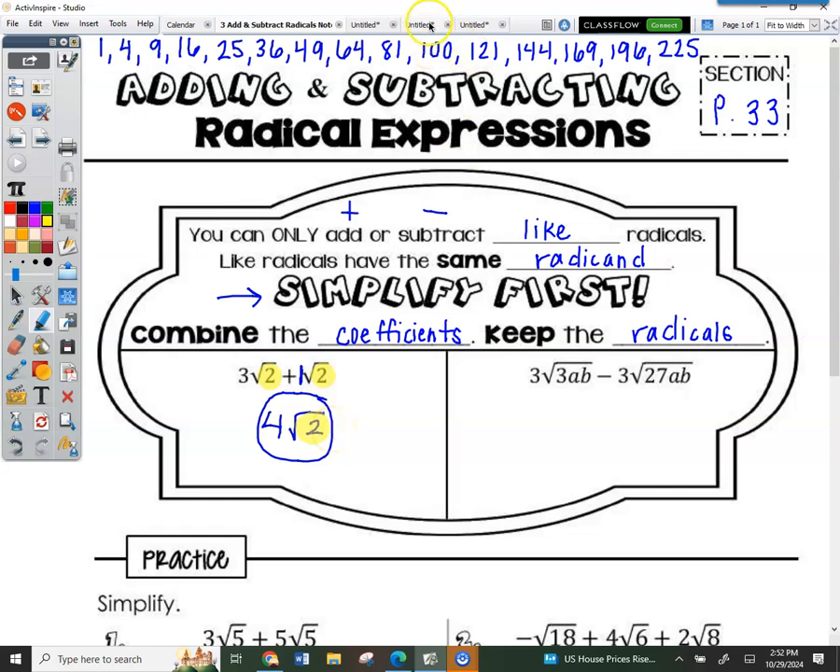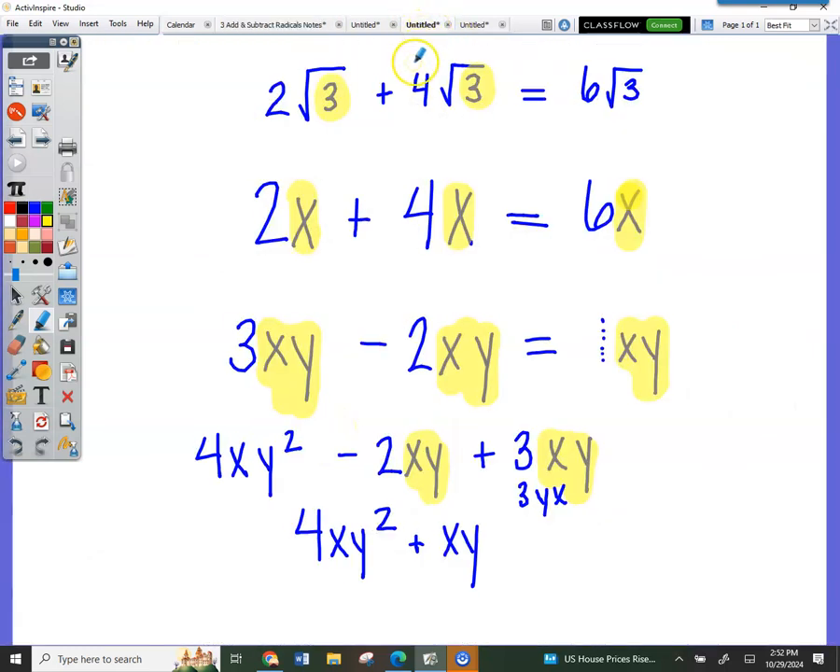Wait, so that's one? Yeah. So what happens if they don't match? If they don't match, then you can't combine them. No, let me get there. Hey, you have good questions. Just be patient. Okay. This is from middle school.